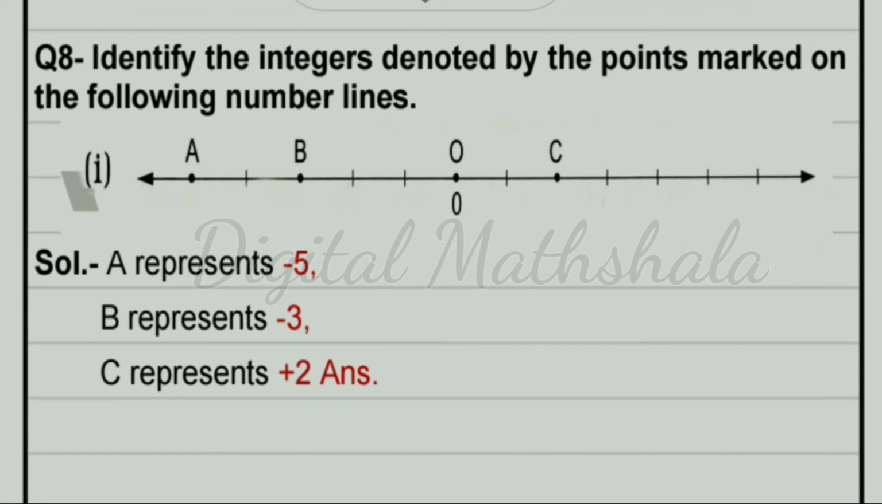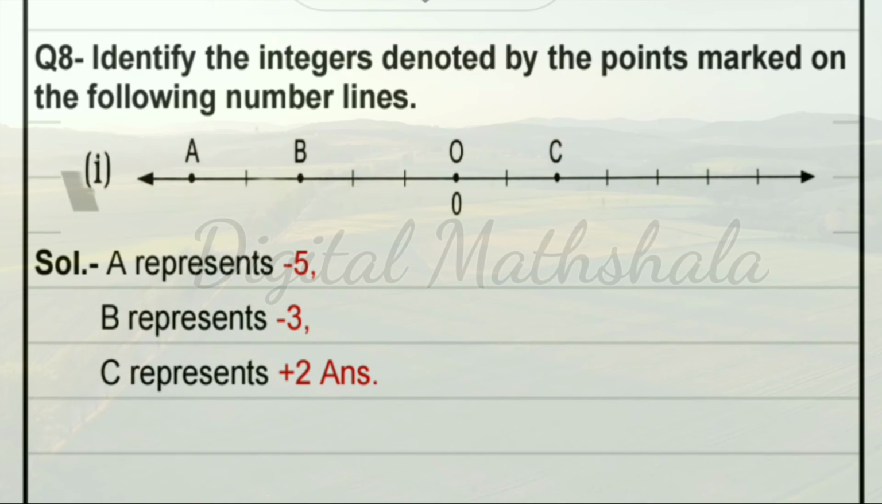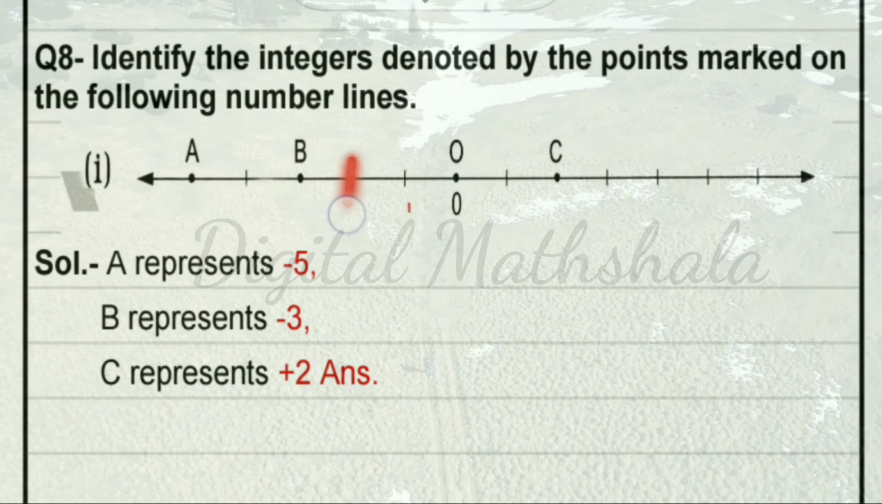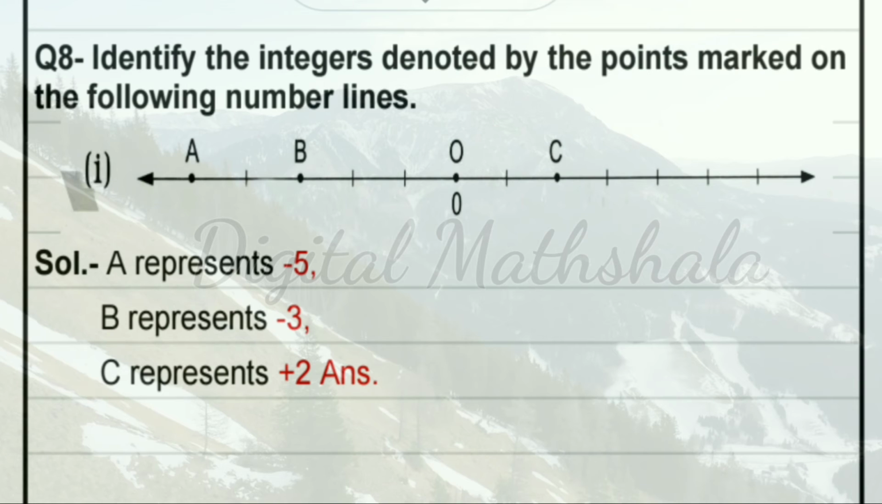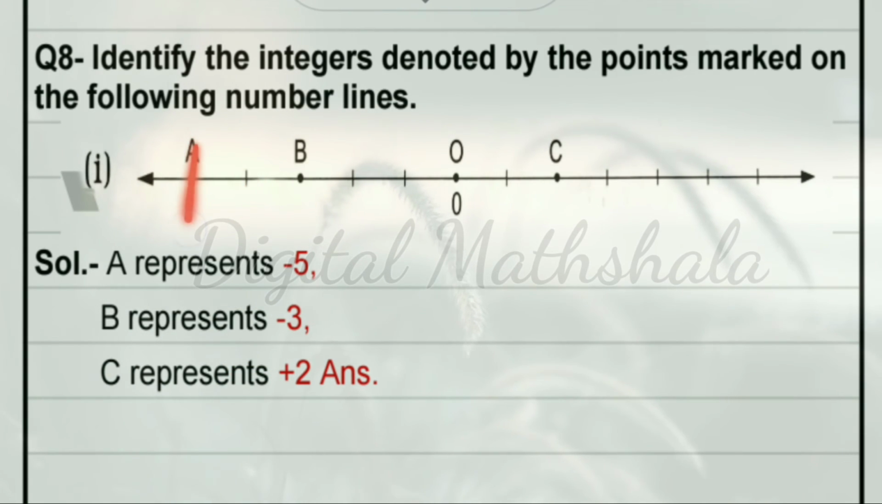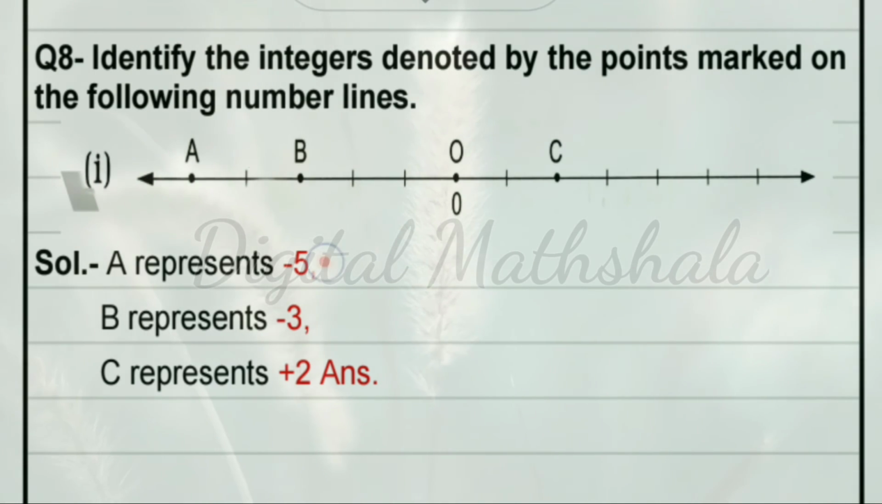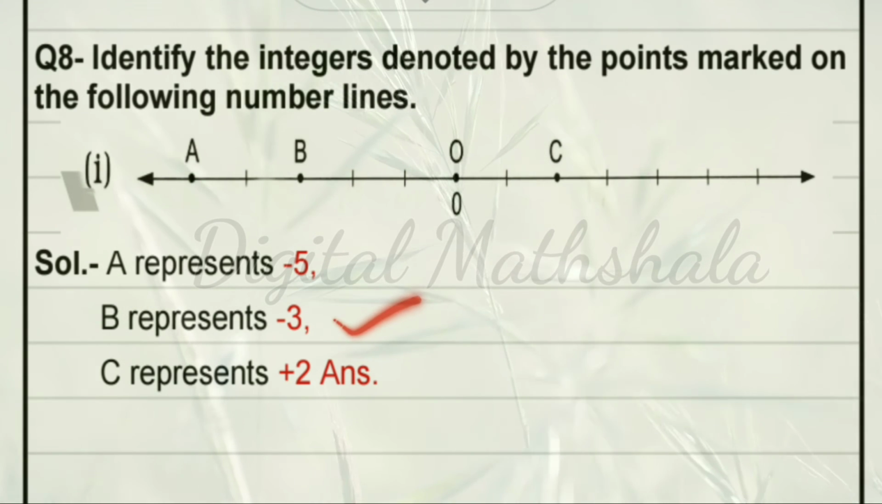Look here, we will count the numbers. Here to the left side we will go, so the sign will be negative. So here you can see 1, 2, 3. So on the 3rd number, point B is given, so we will mention -3 here, then 4 and 5. On the 5th number, A is given, so that is why we will write -5 here, and in place of B we will write -3.